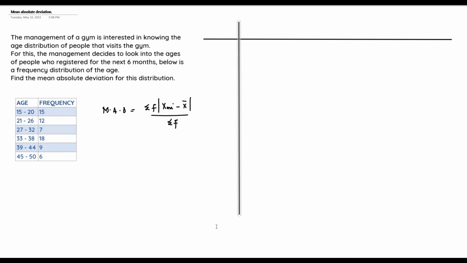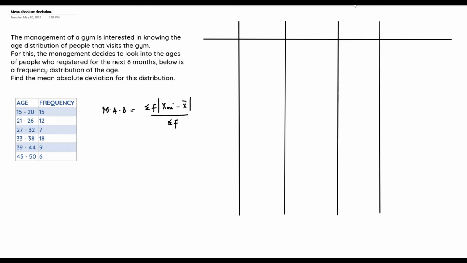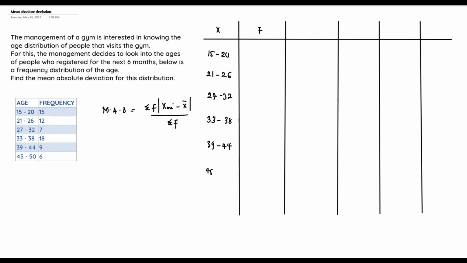So we have this, we have this, and we have the x to be here, which represents the age, and we have the frequency to be here. So we have 15 to 20, we have 21 to 26. So let's quickly rush through this. The next step is for us to get the necessary details required to get the mean absolute deviation.